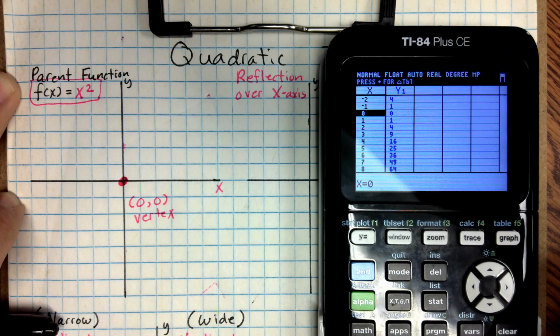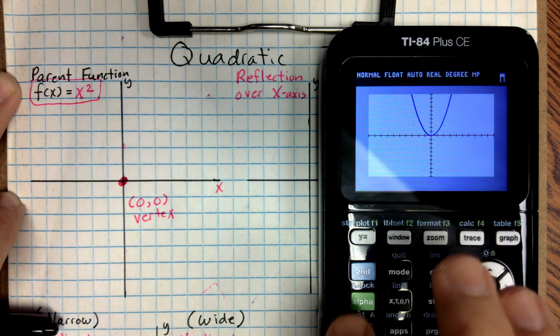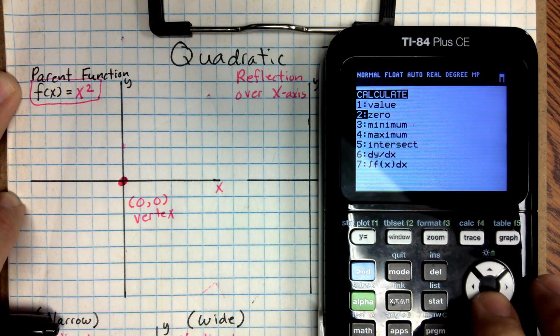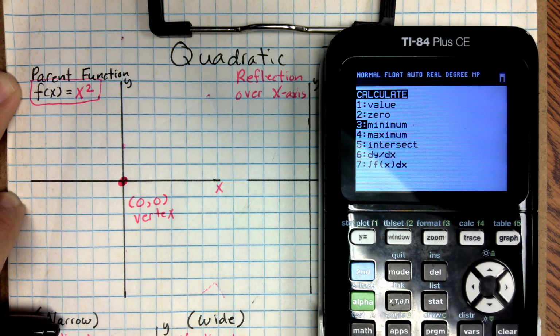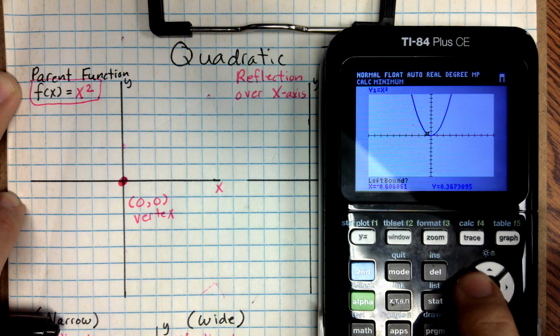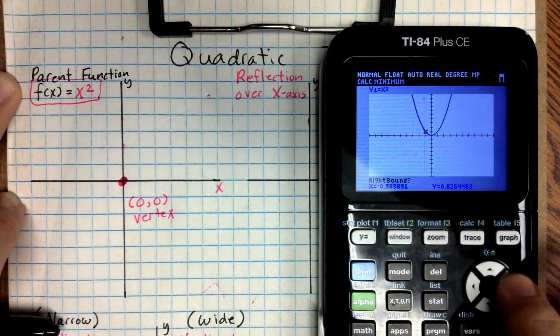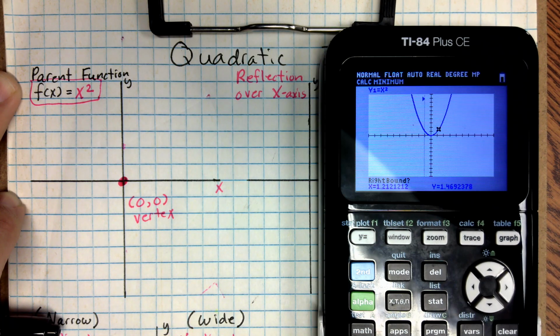Now another way you can find it is you could go back to the graph. You can hit second and trace, and in this case, because it opens upward, it has a minimum, and you can go to minimum, hit enter, move over to the left side of the vertex, hit enter, move over to the right side and hit enter, enter, and it'll give you the vertex.